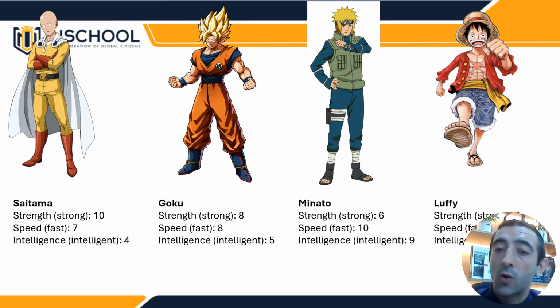What I did is I got some anime superheroes which students were very interested in, and I gave them attributes. So you can see that there's strength, there's speed, there's intelligence. Then I had students write comparative sentences comparing these two people. So for example, I would say that Goku is stronger than Minato.